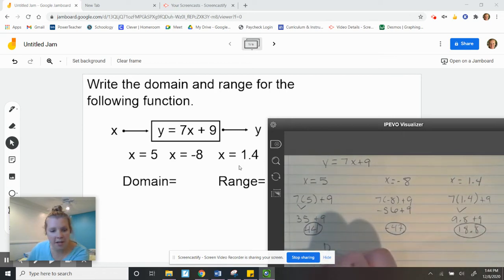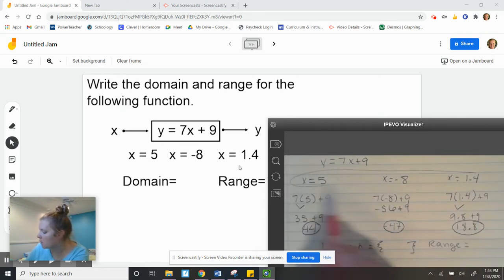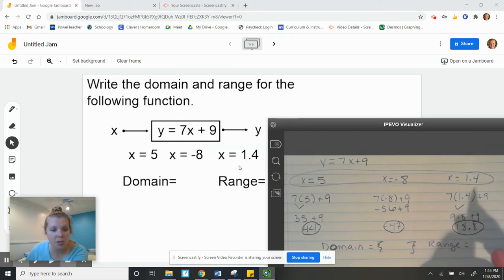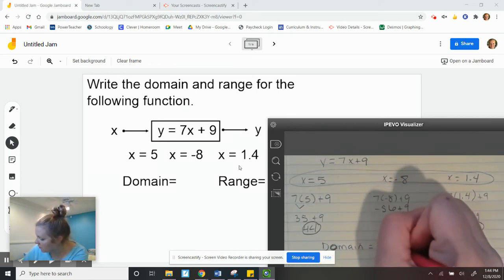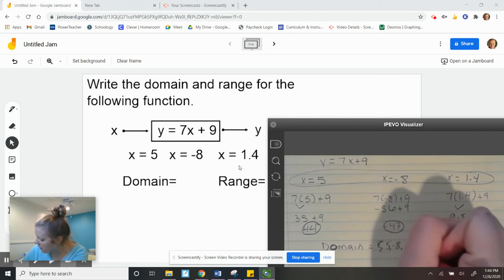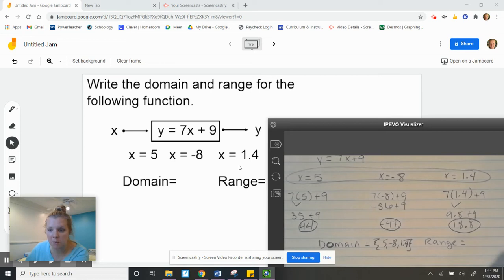So when I go then to write the domain and the range, the domain is a list of the numbers I inputted. They tell us the domain. The domain, again, remember, is the inputs or the x values. So they told me my domain is 5, -8, and 1.4.